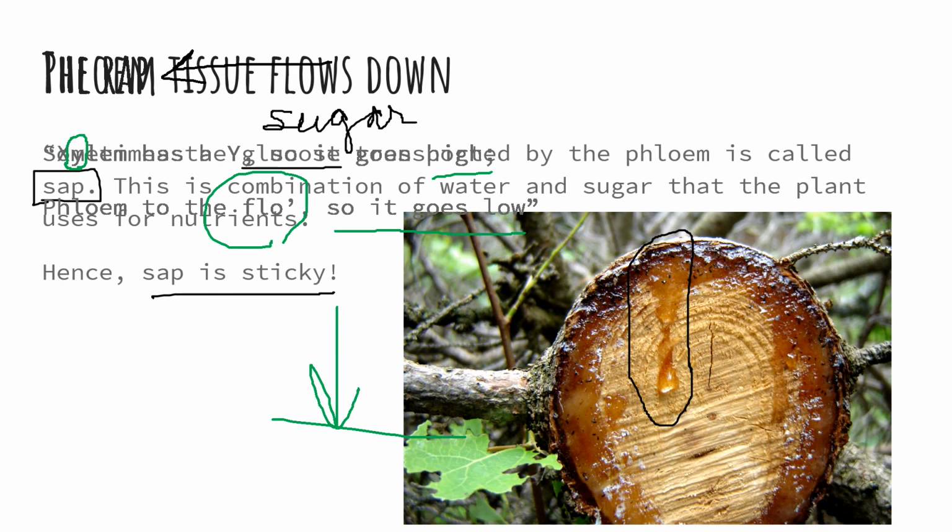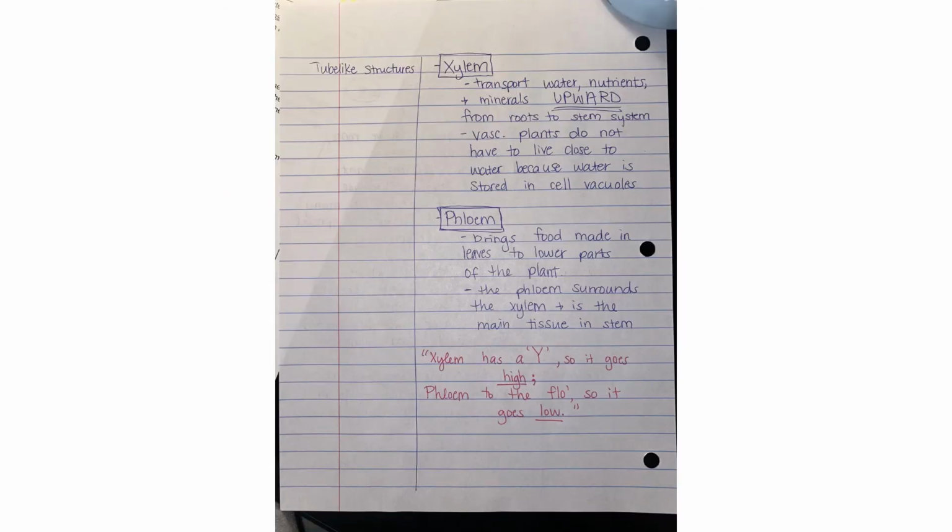Xylem has a Y, so it goes high. Okay, it carries the water up from the ground, high. Phloem to the flow, just like the floor that you stand on, so it goes low. Okay, that will help you, I promise, hopefully.